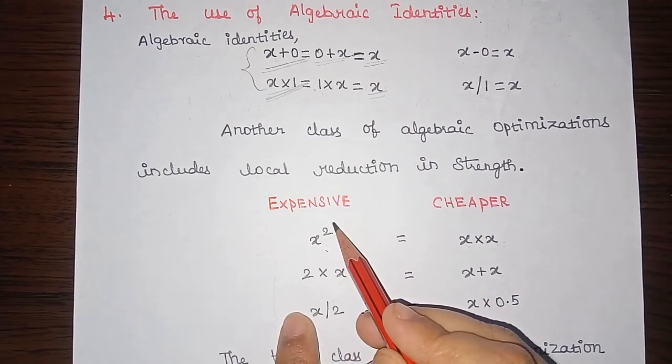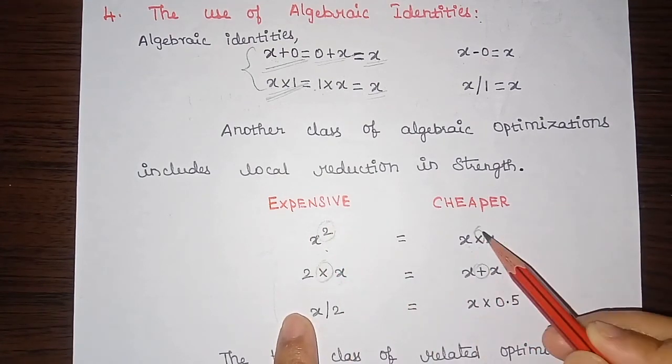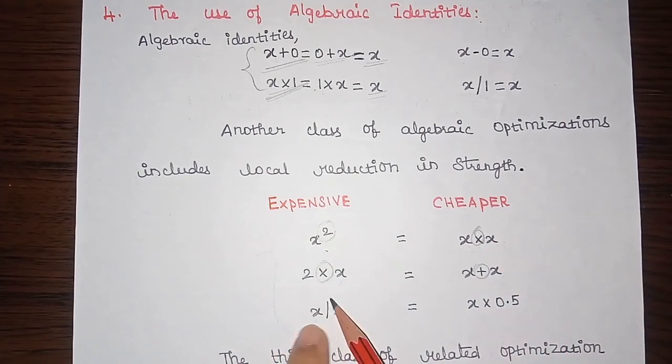That is, we are reducing the expensive operators to cheaper ones. So instead of performing the division operator, here we are performing multiplication, and this gives the same result. So this is another way of using algebraic optimizations here.